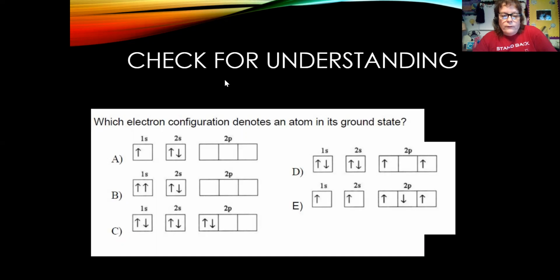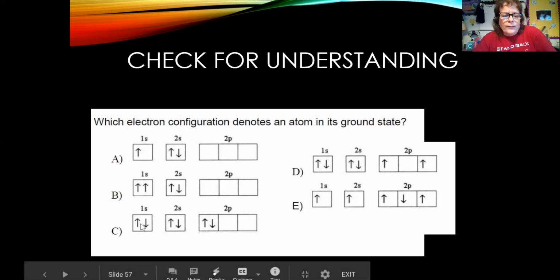Which electron configuration denotes an atom in its ground state? Again, taking a look at these and just knowing your rules, you can eliminate some. Okay, let's look at this one. We've moved on to a second orbital before filling this first one. So that wouldn't happen, you can eliminate that one. Looking at this one, you've got 2 electrons going the same direction, and we can't have that. They have to have opposite spins. They need to look like this one. So B, we can eliminate.